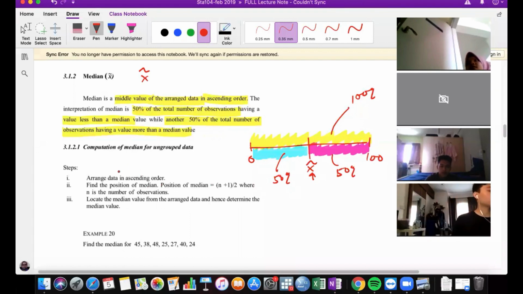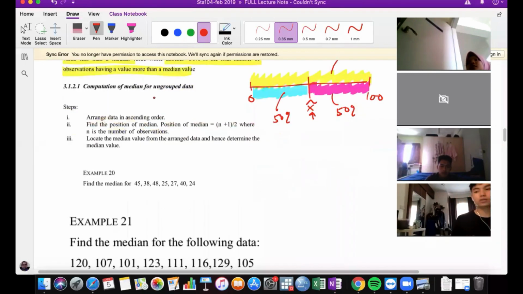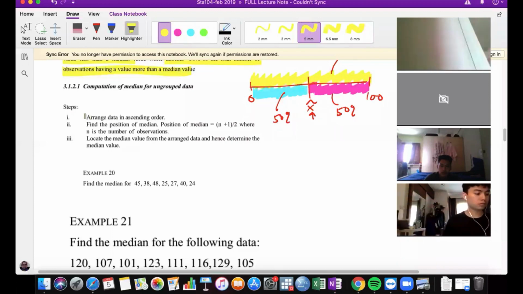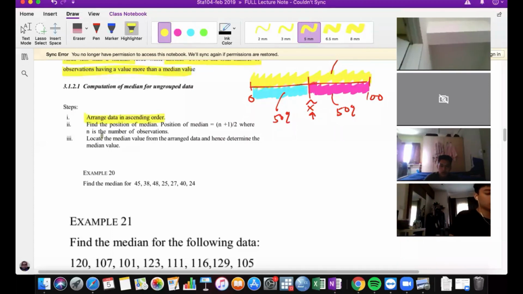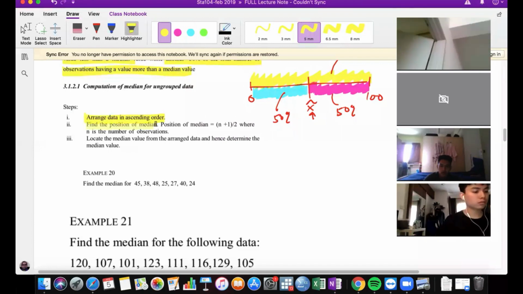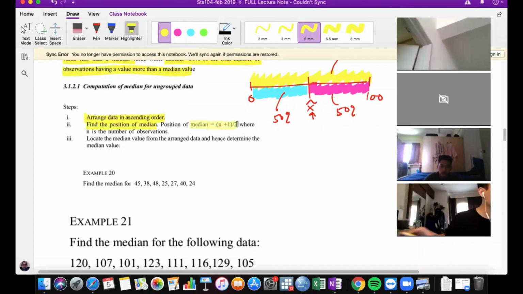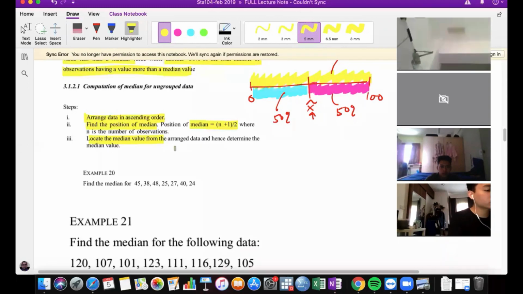Right. So now, computation of median for ungrouped data. We're going to calculate median for grouped data and ungrouped data. Let's start with the ungrouped data. To calculate median for ungrouped data, there are 3 steps you need to follow. First step, arrange data in ascending order. Second step, find the position of median. The formula for position of median is n plus 1 divided by 2, where n is the number of observations. And step number 3, locate the median value from the arranged data and determine the median value.